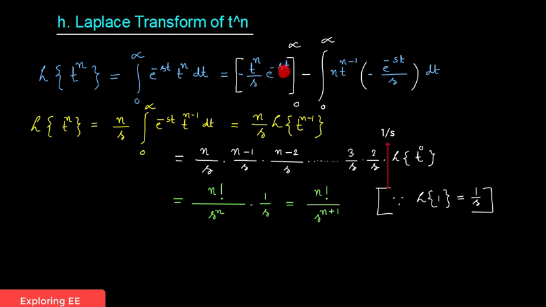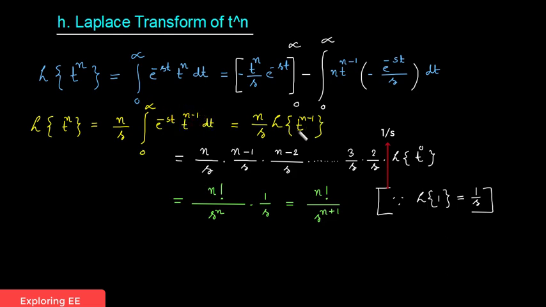The first term will be 0. The second term will be positive, minus minus will be plus. So n by s is taken outside the integral, integration 0 to infinity e to the power minus st times t to the power n minus 1 dt, which can be written in this form, n by s times Laplace transform of t to the power n minus 1.